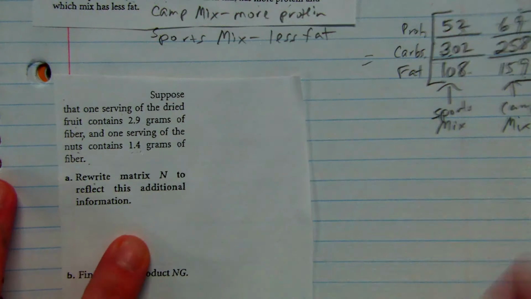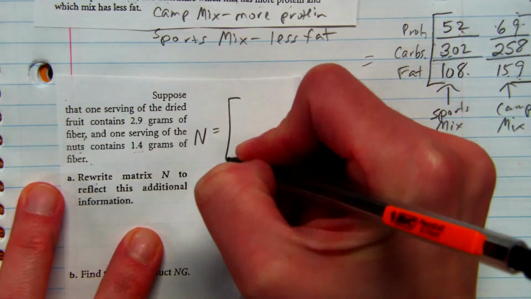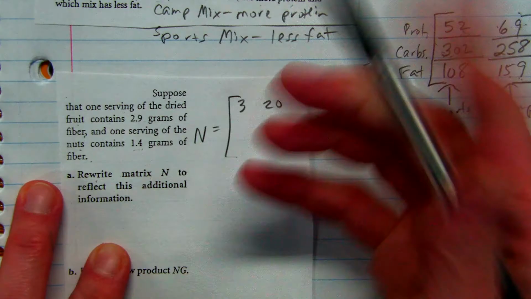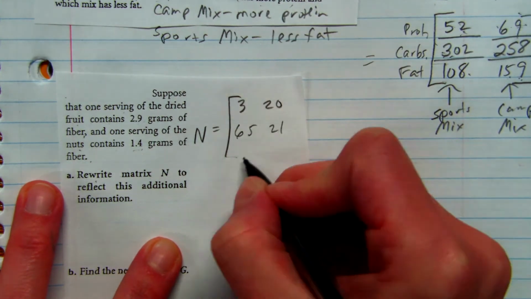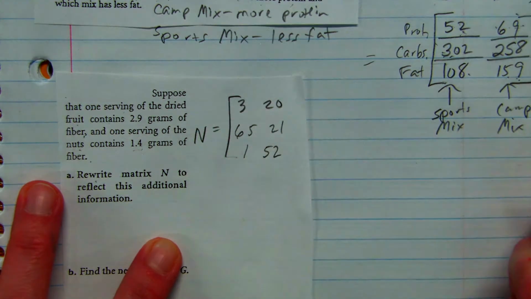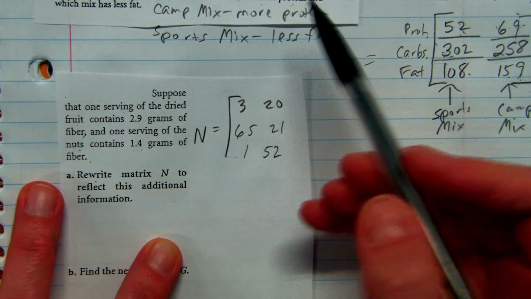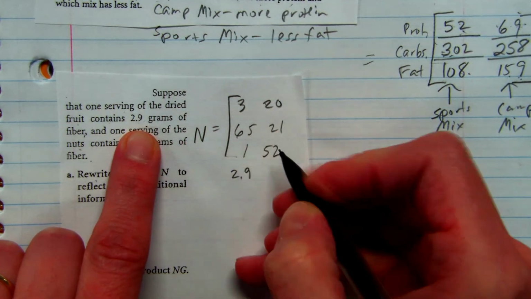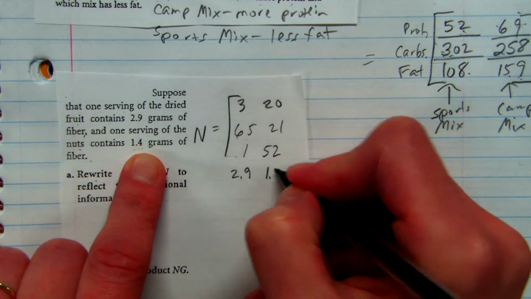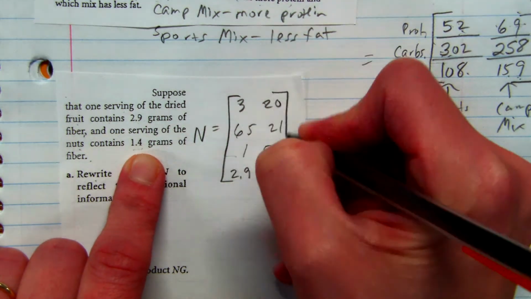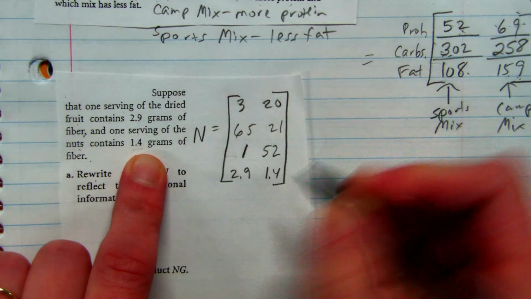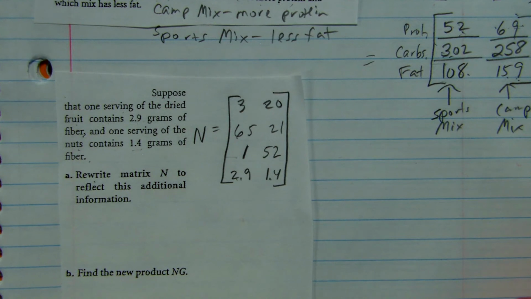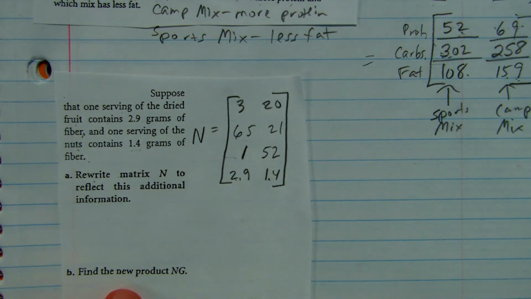So if we rewrite it, matrix N now is going to look like you've still got the 320 for the protein, you've still got the 6521, the 152, and then we're just adding, so I have to make sure I'm in order. This is dried fruit and this is nuts. So the dried fruit has 2.9 grams of fiber and the nuts have 1.4 grams of fiber. So you're just adding an additional row to add the fiber onto things. So that's part A.